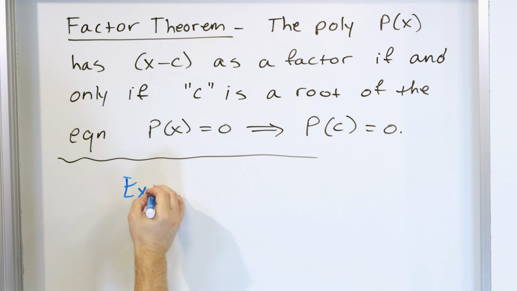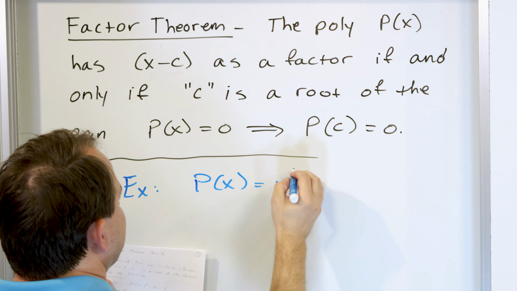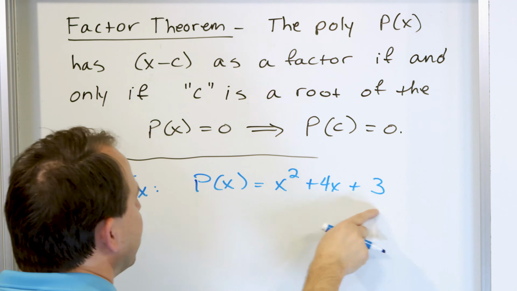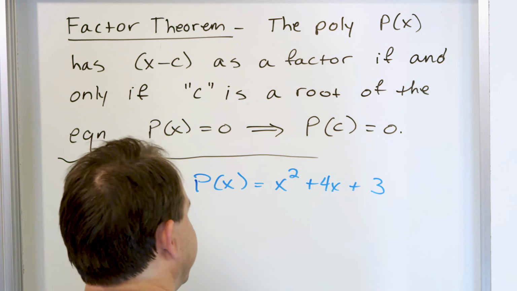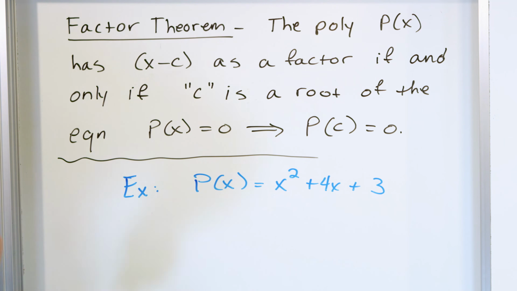So here's an example of what this factor theorem really says. Let's say you have a polynomial, and it's very concrete. It's x squared plus 4x plus 3. So we know we can try to factor this and set it equal to 0 and find the roots, right? And so if we're going to find the roots, that's exactly what we're going to do. Let's find these roots.